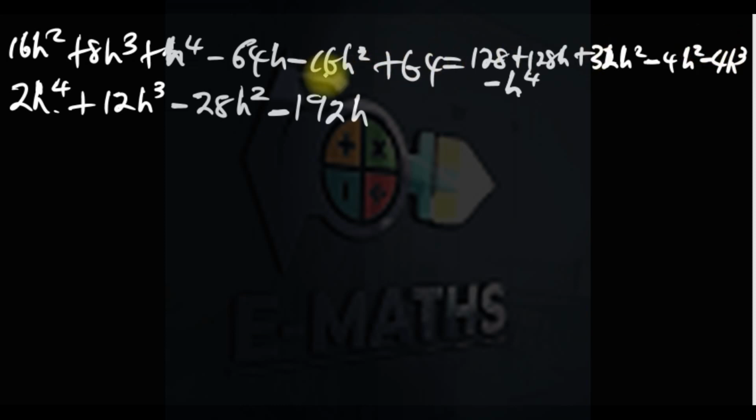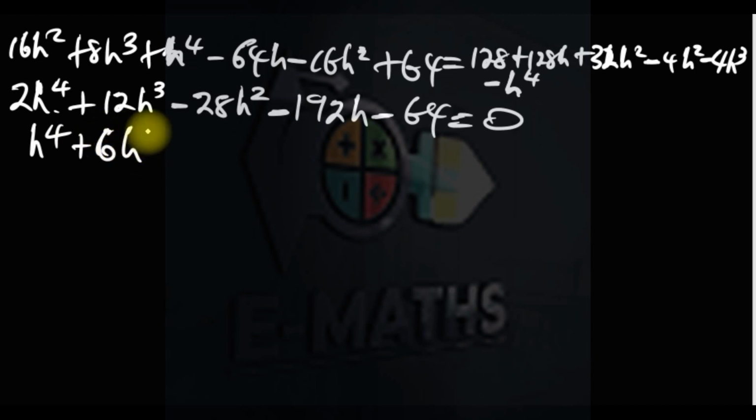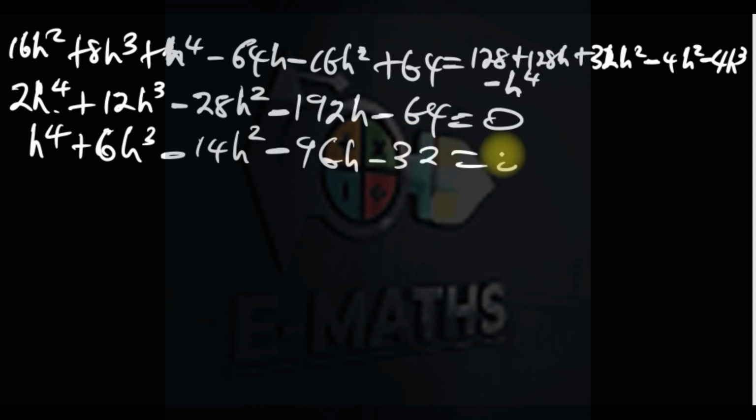So the constant, any other constant? So this, okay, minus 64 minus 1, so minus 64. So I have a fourth order polynomial, and as you can see, we can still reduce more. So divide both sides by 2. I have h raised to 4 plus 6h cubed minus 14h squared minus 96h minus 32 equal to 0.